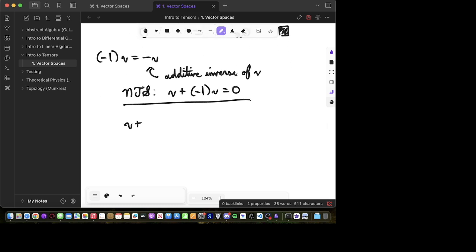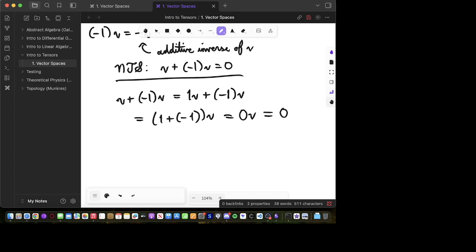Let's consider v plus negative 1 times v. That equals 1 times v plus negative 1 times v. And then by, I guess, the reverse distributive property, 1 plus negative 1 times v. And that equals 0 times v, which, as we previously established, is equal to 0. Therefore, v plus negative 1 times v equals 0, so negative 1 times v is an additive inverse of v.